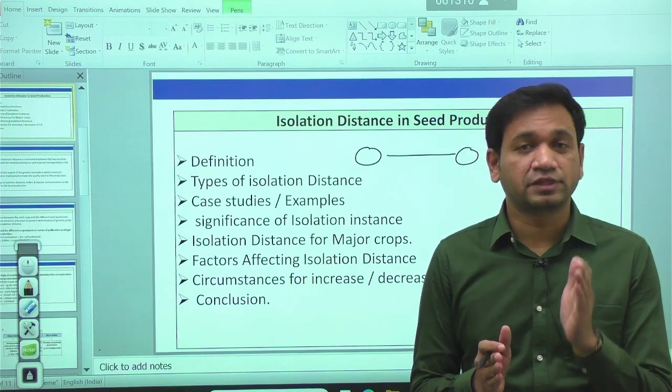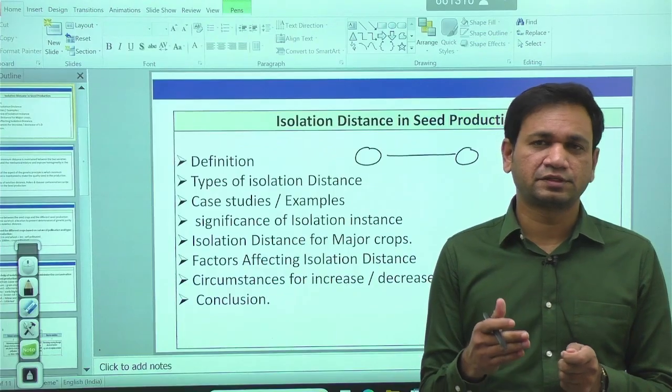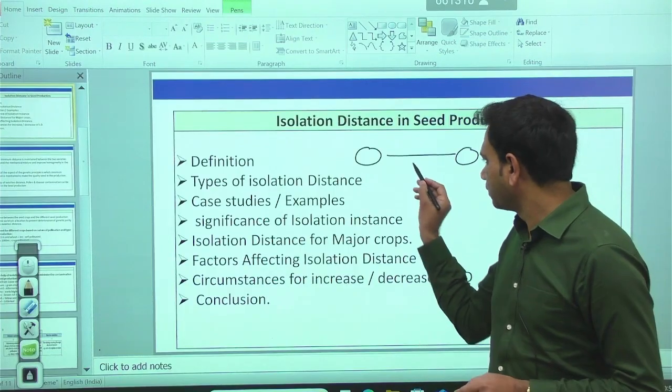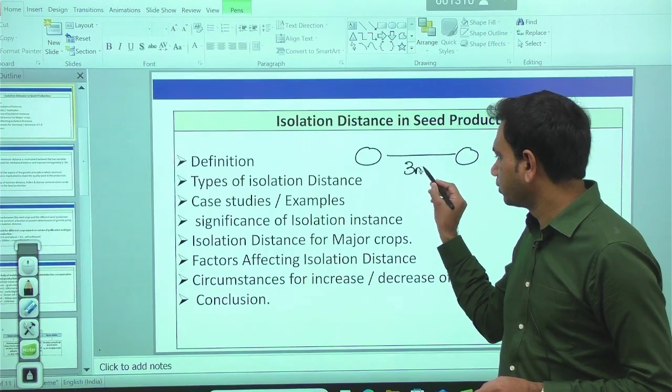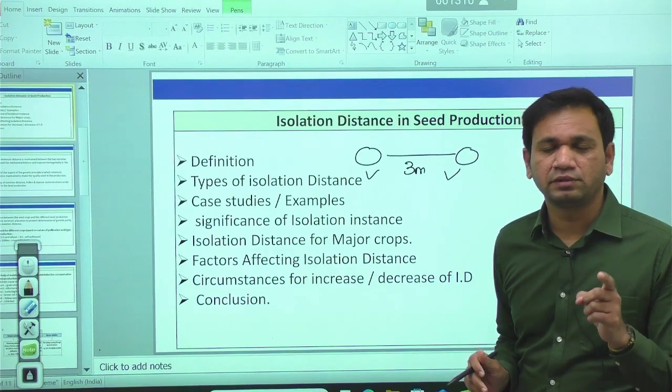It depends on the nature of the crop. By nature of pollination, some crops are self pollinated and some are cross pollinated. In the case of self pollinated crops, we need to maintain a minimum distance of 3 meters from one field to another field, and only then can we minimize contamination in the seed lot.